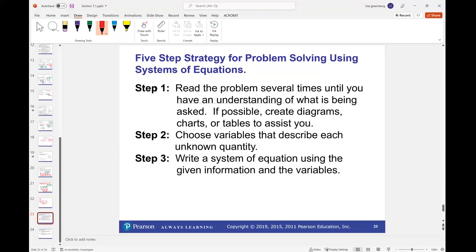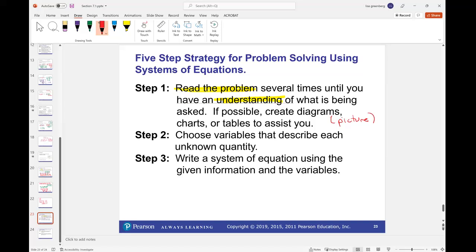So again, I know we've gone over this a few times. I'm going to go over it again. The 5-step strategy for problem solving using systems of equations, which is really the same as what we saw before. Before it was 4 steps. So we want to read the problem until we understand. And if possible, create diagrams, charts, or tables. Basically, make sure you can draw a picture, okay?